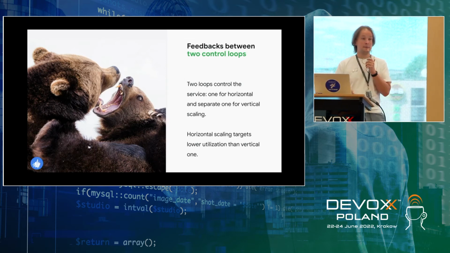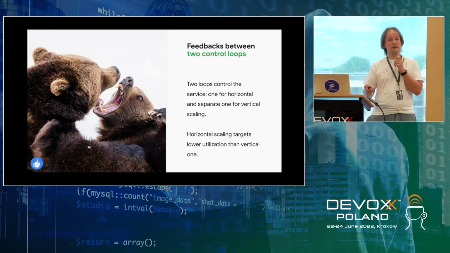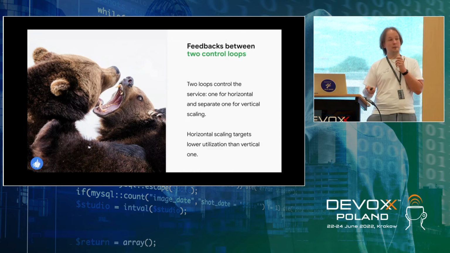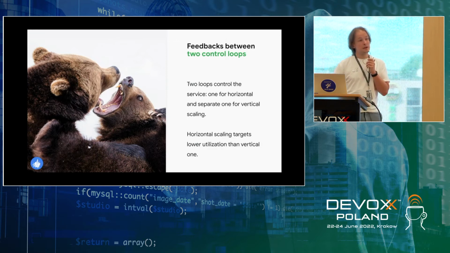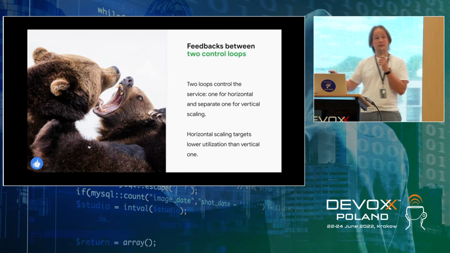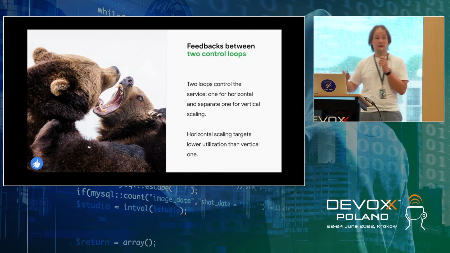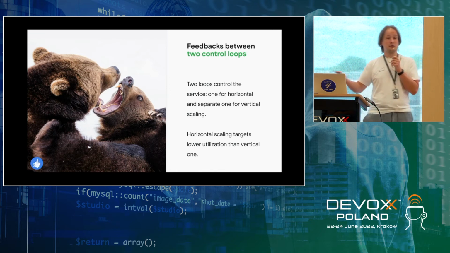So what happens? First, the vertical system will notice, oh, the utilization is too low for my target, I'd better remove some limits. And then the horizontal system will see, oh, the utilization is too high for my target, I'd better add more replicas. And this can go on and on until the service dies because the tasks are just too small.